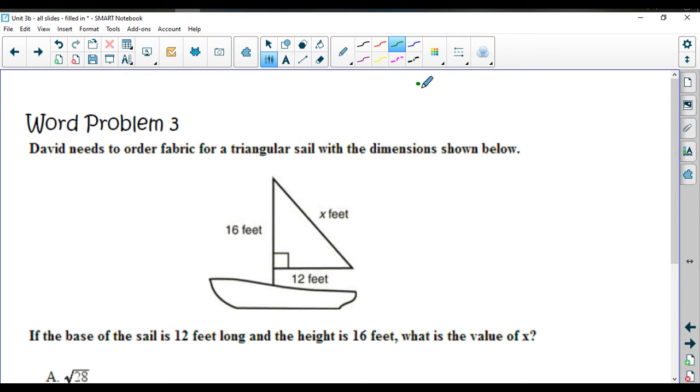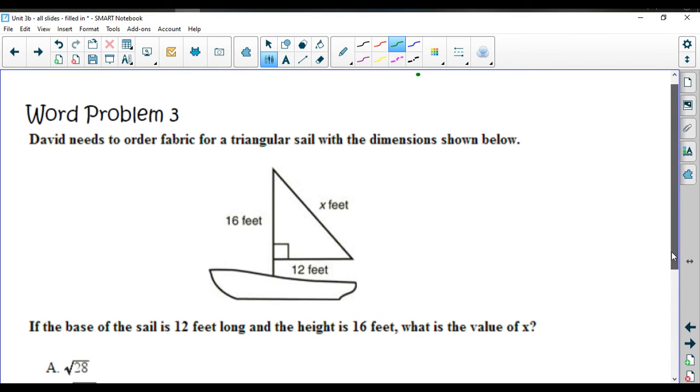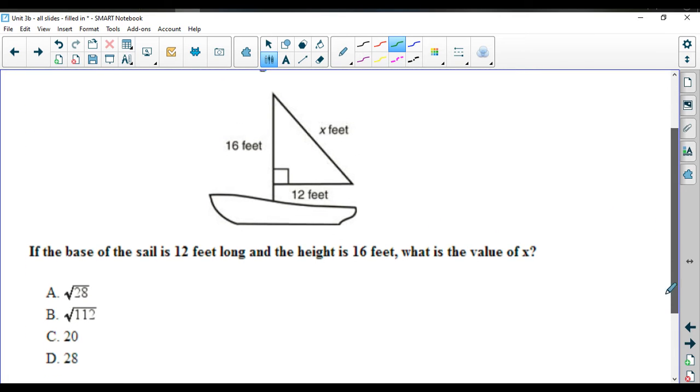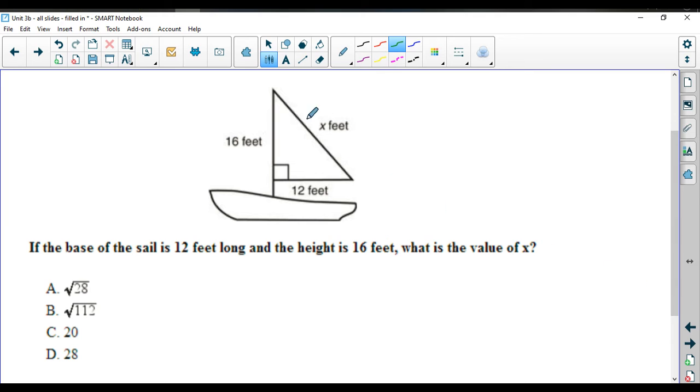On the next page, we're going to do word problem 3, 4, and 5, and that will wrap it up for your practice. David needs to order fabric for a triangular sail with the dimensions shown below. The base of the sail is 12 feet long and the height is 16 feet. What is the value of x?